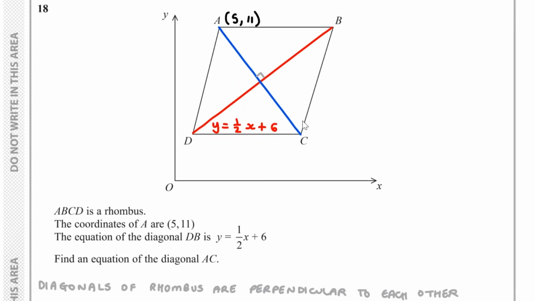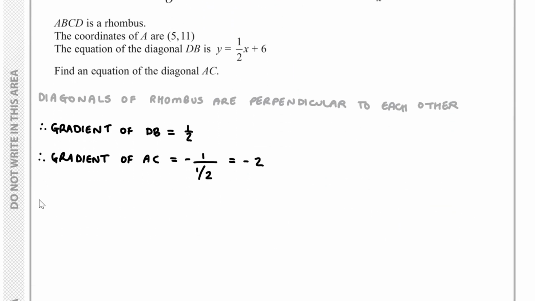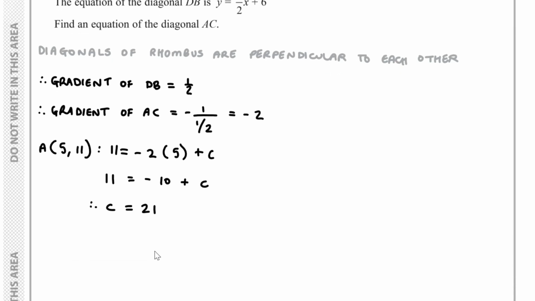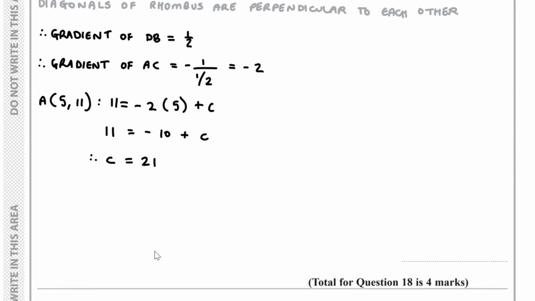So we can find out the equation of AC if we use the point A, which has coordinates 5, 11. Then if we use y equals mx plus c, we've got 11 equals minus 2 lots of 5 plus c. 11 equals minus 10 plus c, and therefore c is equal to 21. So c is equal to 21, and therefore y is equal to minus 2x plus 21.